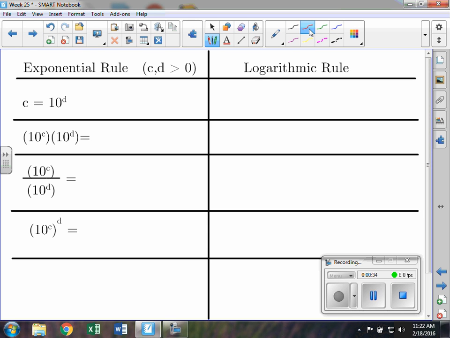The first line, we have a rule written in exponential form. And in the previous video, we saw how we would write this in logarithmic form. So c equals 10 to the d. How does that look in logarithmic form? We know that because it's base 10, it'll be a logarithm. We also know that the logarithm equals the exponent. And so the exponent of d goes on the right-hand side. And so we have log of c equals d.